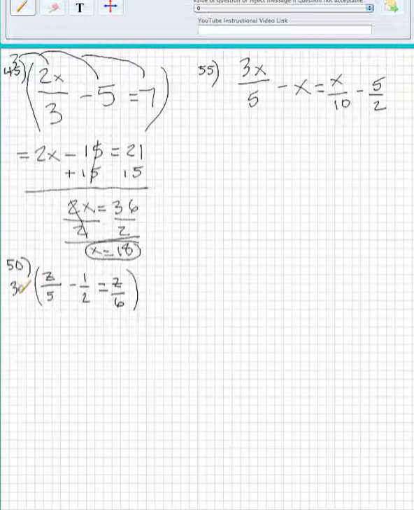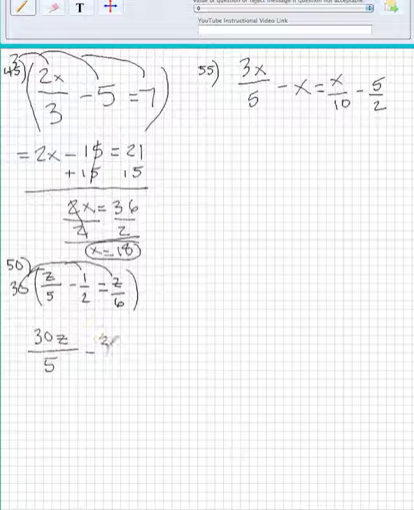So I'm going to multiply this whole entire problem by 30, and then, again, distribute it in. Now 30 times z over 5, well, here, I'll just multiply. Maybe this will be easier to understand: 30z over 5 minus 30 over 2 equals 30z over 6. What I just did was multiply 30 by each of the numerators, the top part of the fraction. I haven't eliminated the fractions yet, but I'm going to right here.